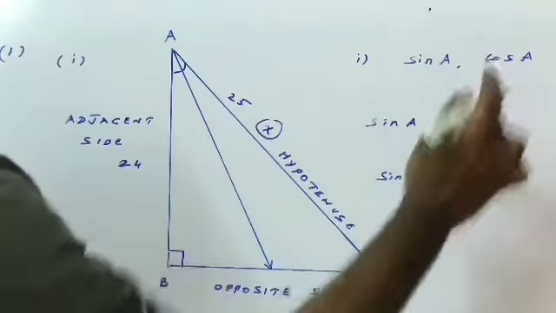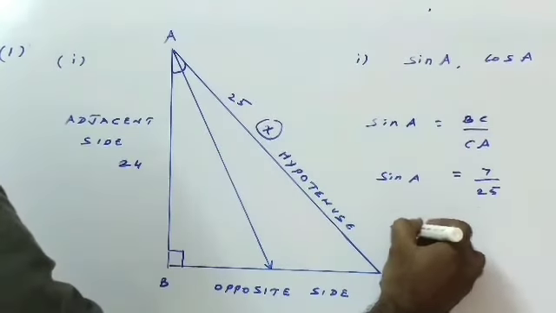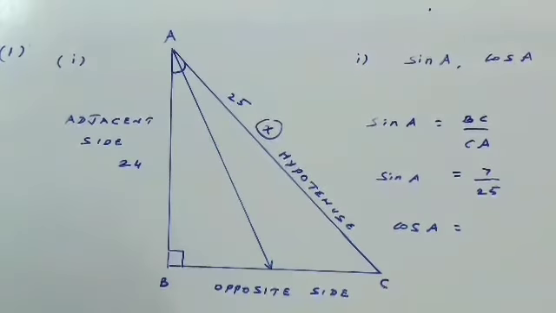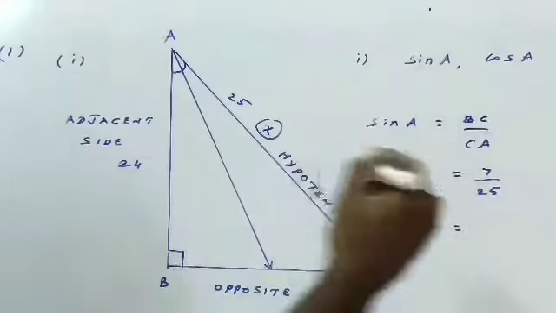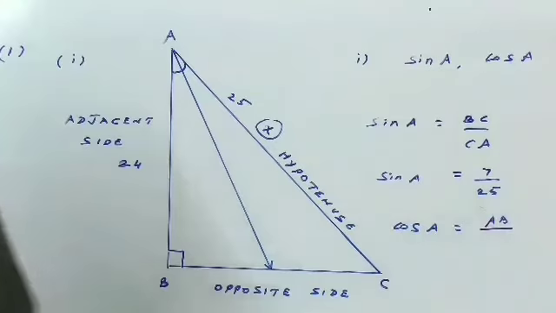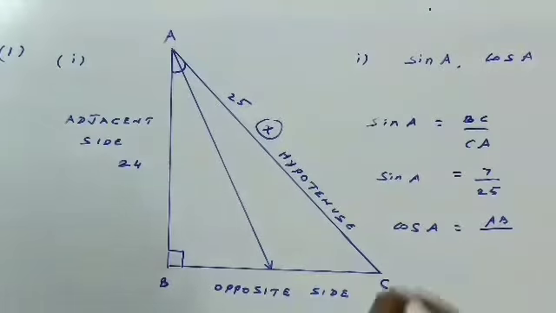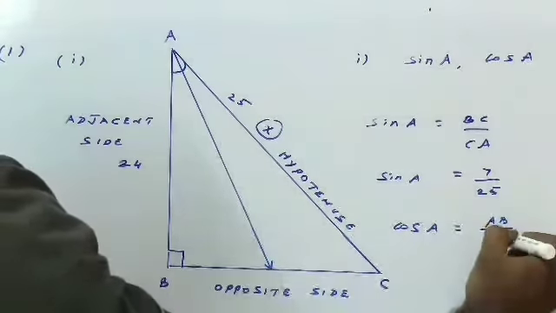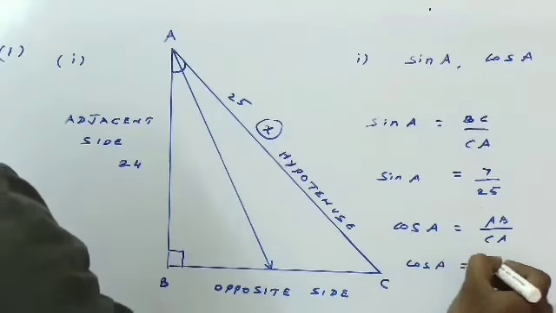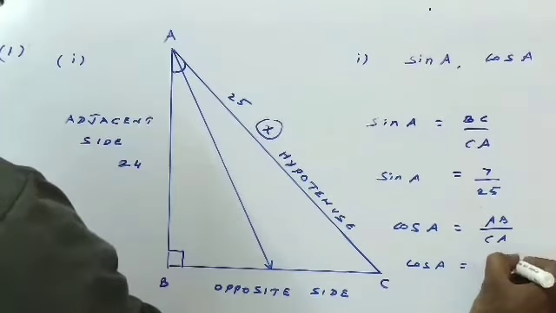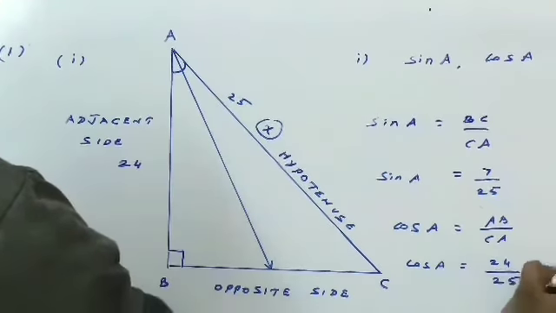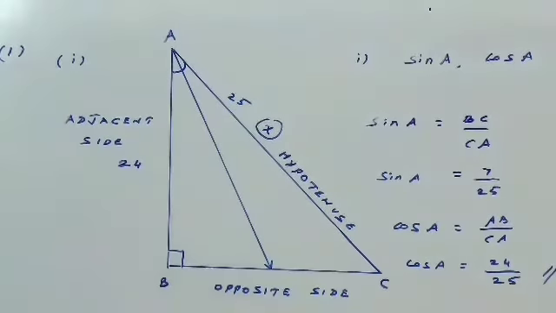Like this you have to find cos A. Cos theta means adjacent by hypotenuse side. Here adjacent side is AB by hypotenuse side, that is CA. So cos A equal to, for AB write 24, for CA write 25. This is the answer.